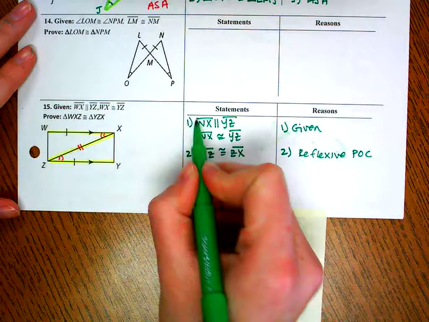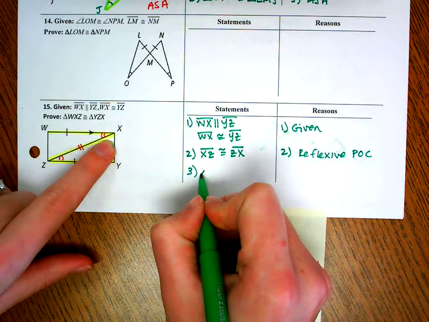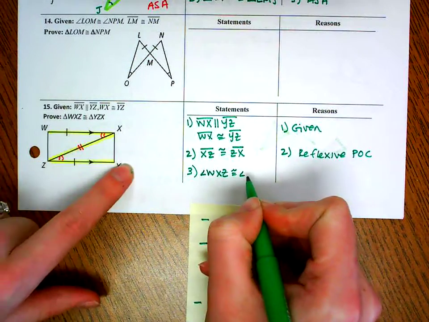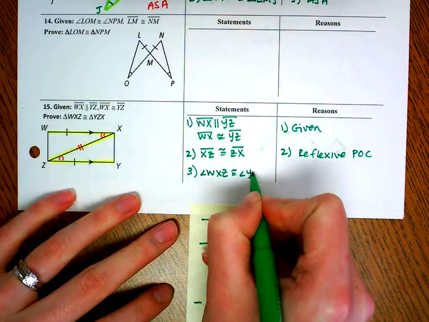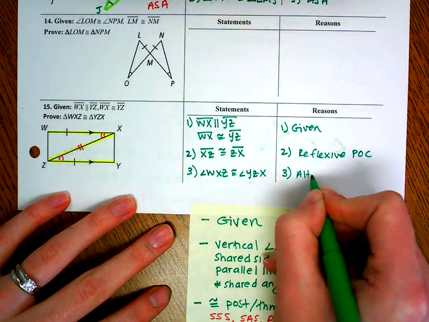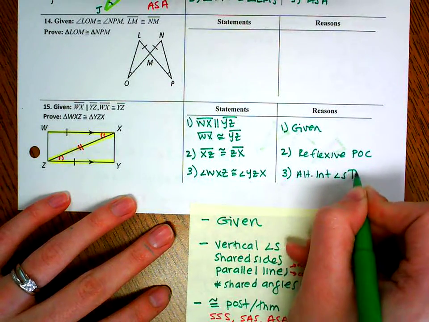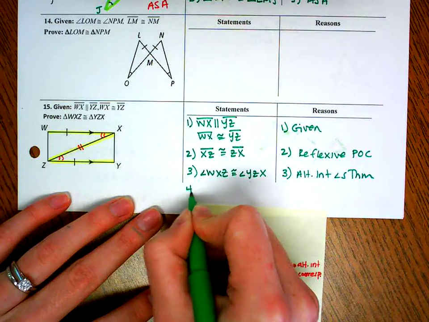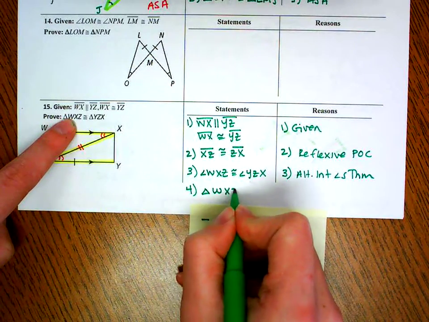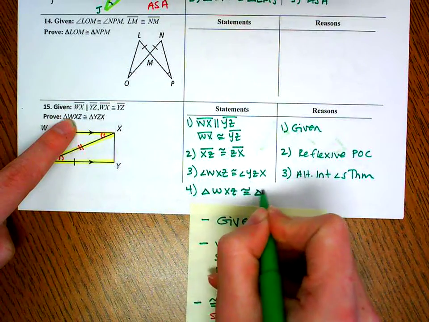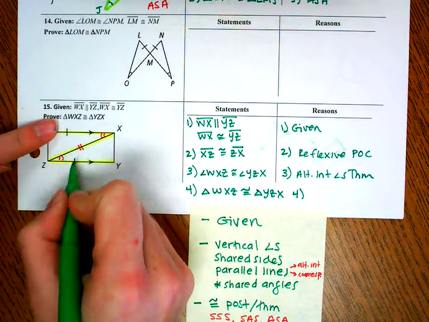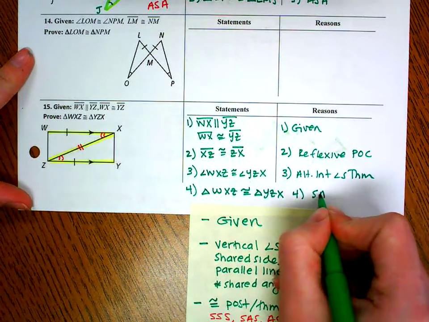Because I've already stated that my lines are parallel, I can say that these 2 angles, WXZ and YZX, are congruent because of the alternate interior angles theorem. So now that I've got my 3 pieces of information, I can say that my 2 triangles are congruent by 2 sides, included angle, that's SAS.